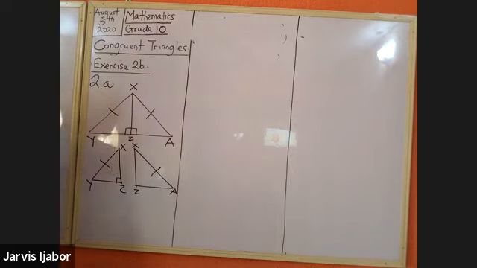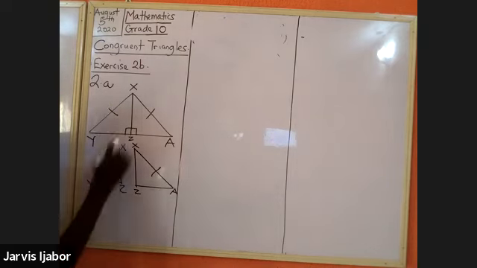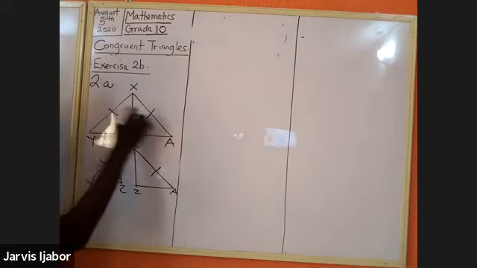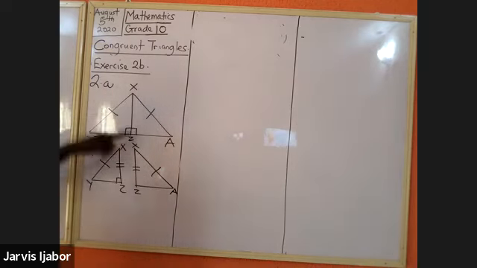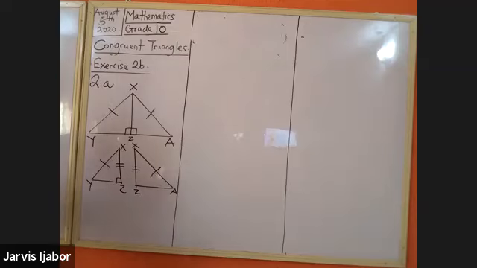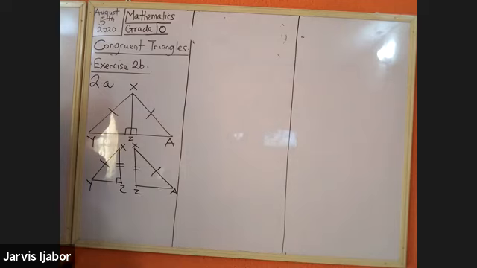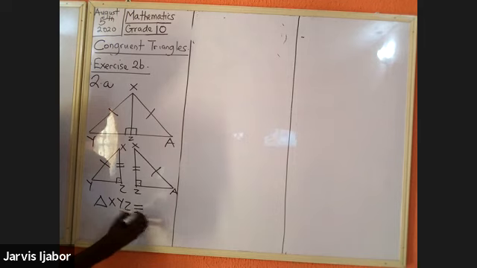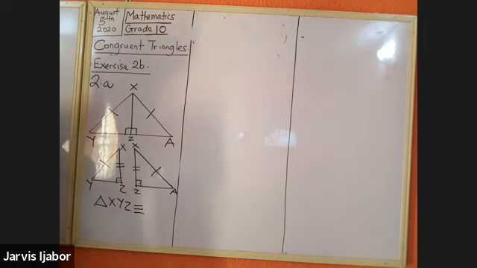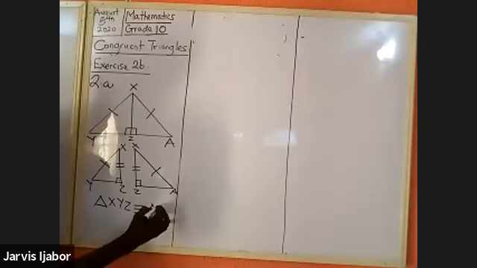I see that. Now watch again. This side is common to this and this, so this is equal to this, because this side is common to this and to this. Now, they are not saying which of them is congruent. Now, if you look at it, this is right angle, side, side. So triangle X, Y, Z is congruent. That's how you write it. It's congruent to what? Triangle what?